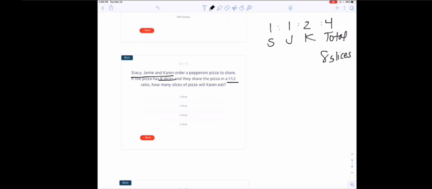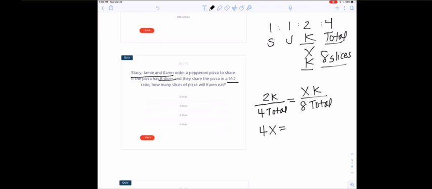So that's the total also. And we want to know Karen. So we're going to use the Karen, total. Our first fraction, 2 Karen, 4 total, comes from our ratio. And this is equal to unknown slices from Karen and 8 total slices from the pizza. So 4 times x is 4x. 2 times 8 is 16. We're going to divide by 4 on each side so we can isolate the x. 16 divided by 4 is just 4. So Karen ate 4 slices.